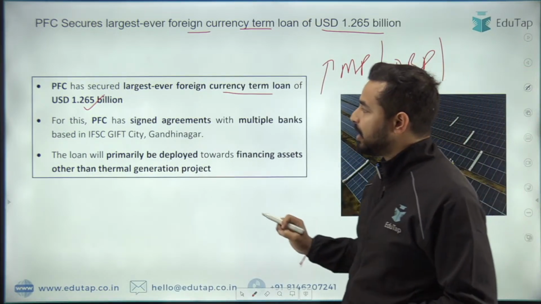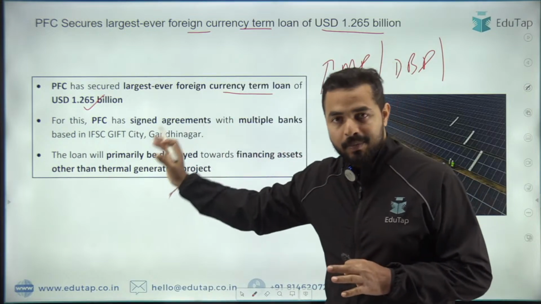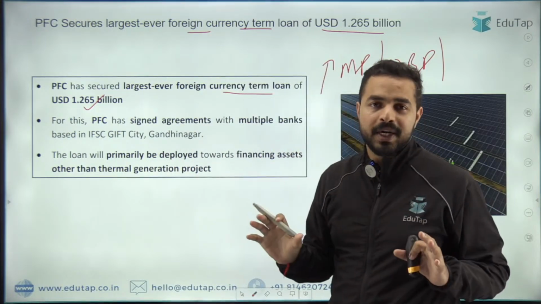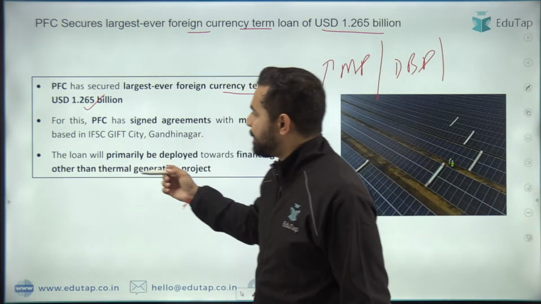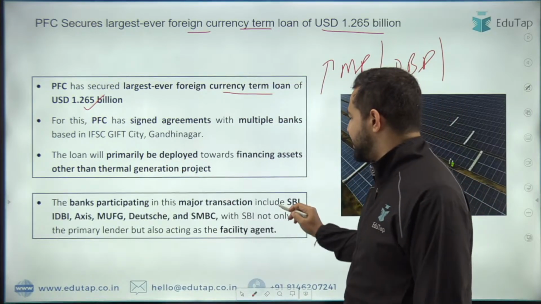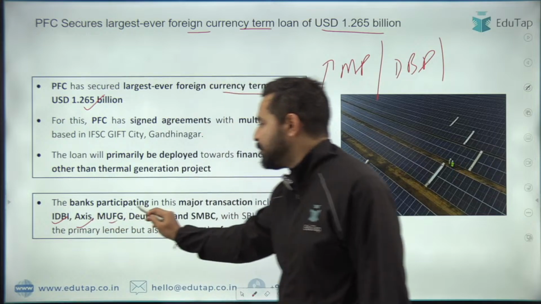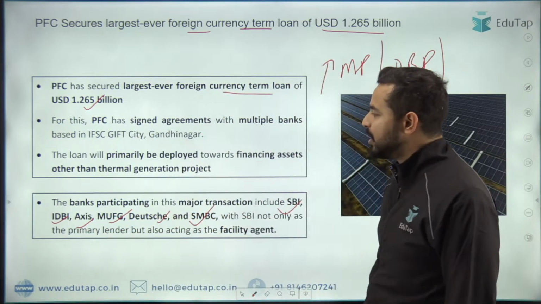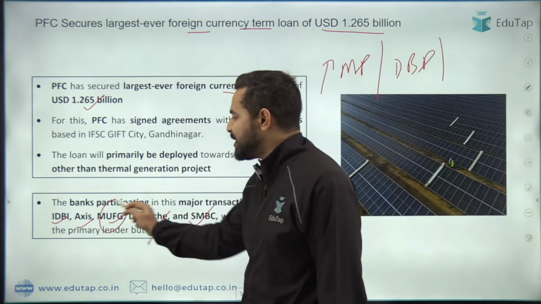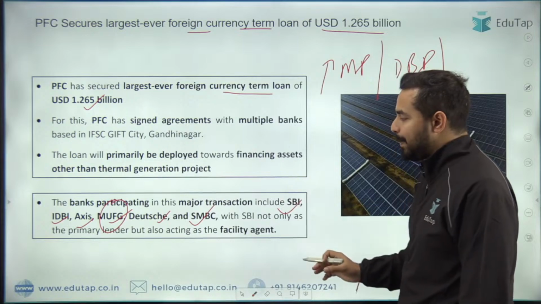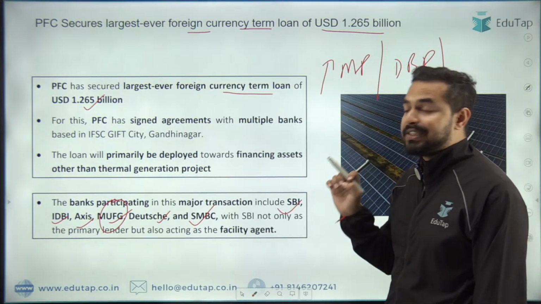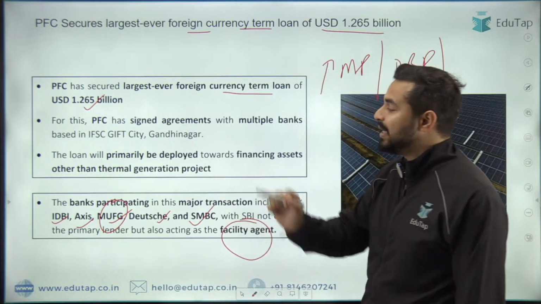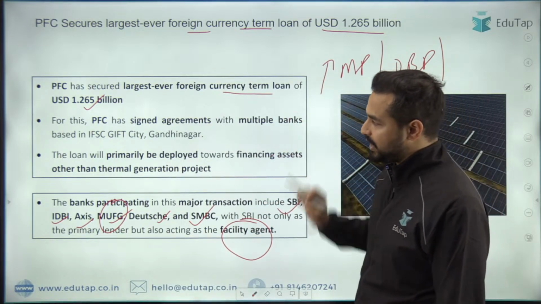And apart from that, for this particular loan agreement, it has signed different agreements with different banking institutions, which include SBI, IDBI, Axis, MUFG, Deutsche Bank and SMBC Bank. सो अगर हम बात करते हैं MUFG की, तो ये भी एक जापानीज बैंक है. सो बेसिकली यहाँ पर मैं आपको बता दूं कि स्टेट बैंक ऑफ इंडिया प्राइमरी लेंडर है और उसके साथ एक फैसिलिटी एजेंट का भी काम कर रहा है स्टेट बैंक ऑफ इंडिया फॉर द PFC.